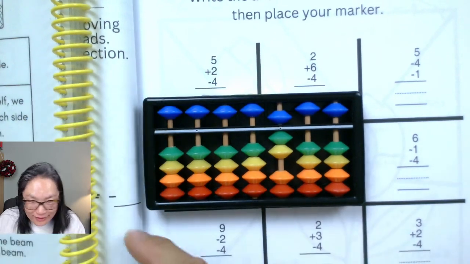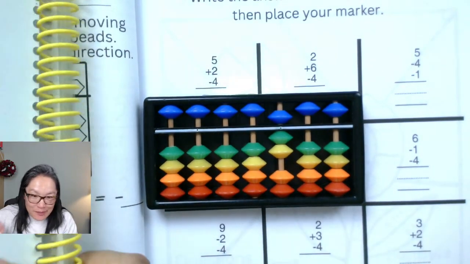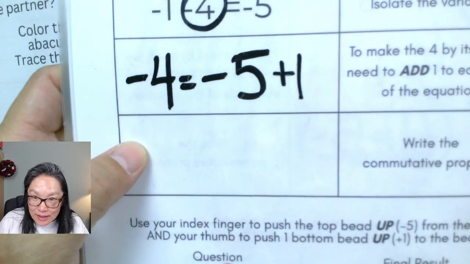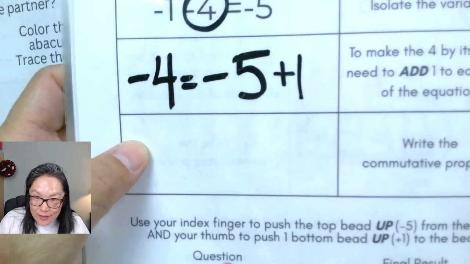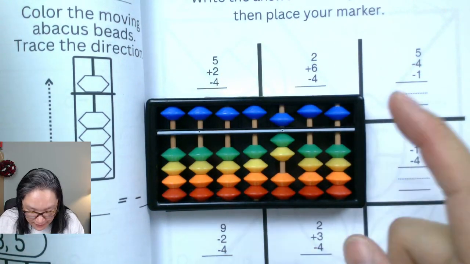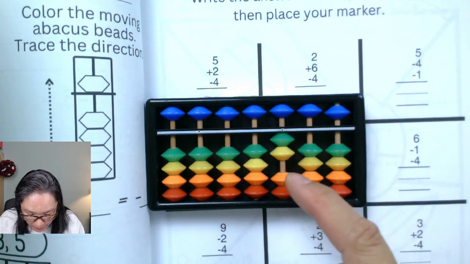Minus the 4. When I minus the 4, that's what I got to do. Minus the 5 plus the 1. So this is what I'm doing: minus the 4, so I'm going to minus the 5. Yes, Marvin, thank you. Minus the 5 plus the 1.